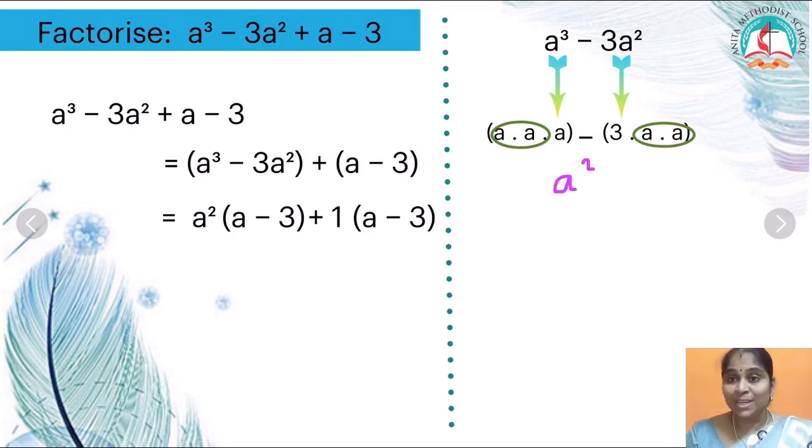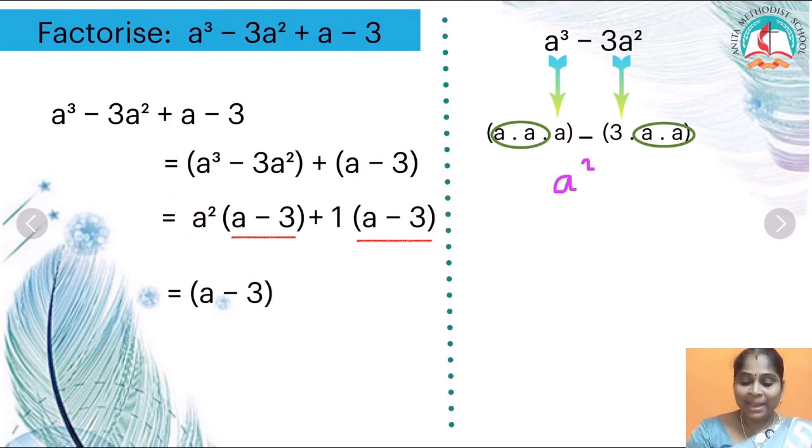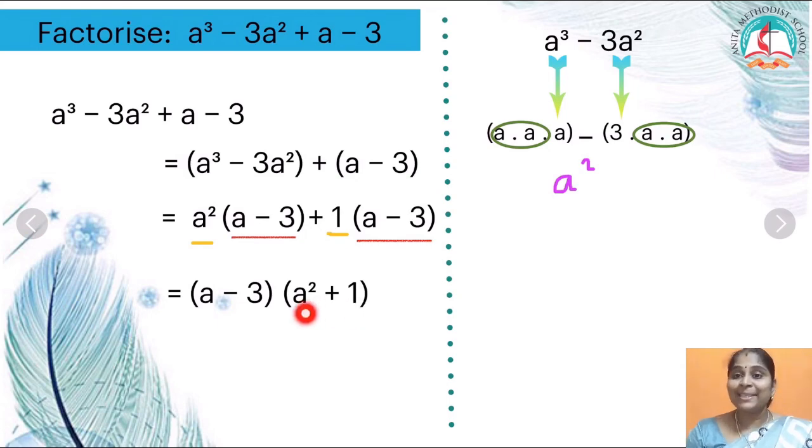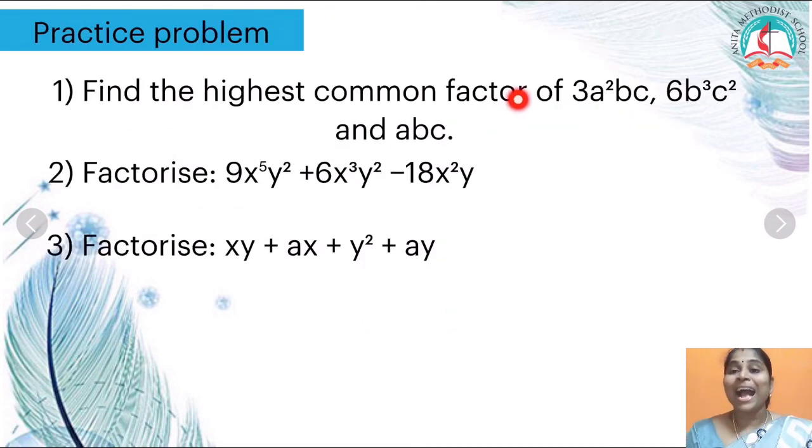In these 2 terms, which is common? (a minus 3) is common. So we are going to take out (a minus 3) as common. What is remaining in the first term? a square is remaining. So a square. And what is remaining in the second one? Plus 1. So a square plus 1. So what is the factorized form of a cube minus 3a square plus a minus 3? (a minus 3) into (a square plus 1). Children, take your classwork notebook and work out these 3 problems in your notebook.